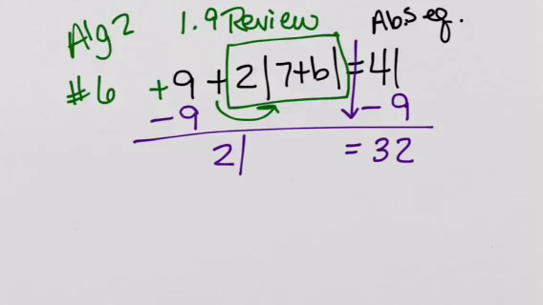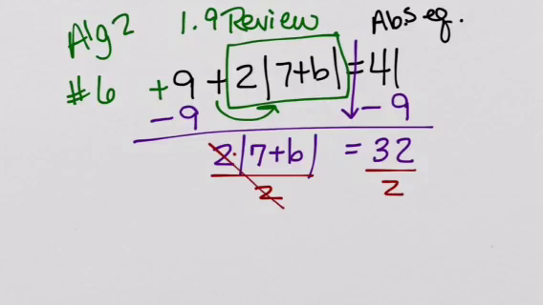And then it leaves me with the 2 times the absolute value of 7 plus b. Now that I've undone adding and subtracting, I want to undo the multiplying or dividing. Well, it is 2 times the absolute value, so I'm going to just divide both sides by 2. Leaves me with the absolute value of 7 plus b equal to 16.